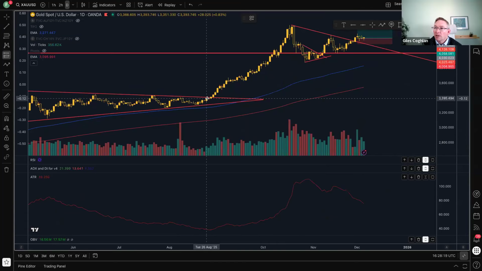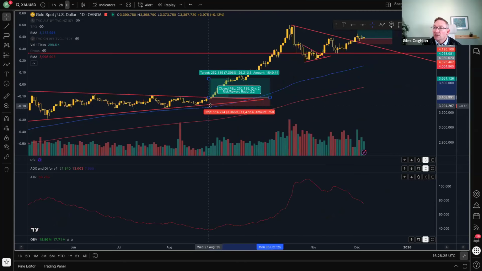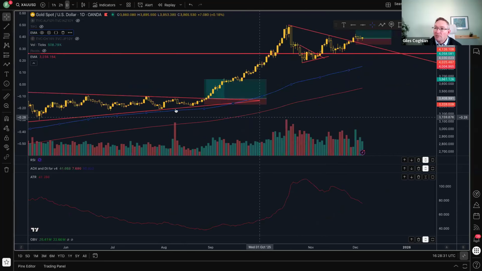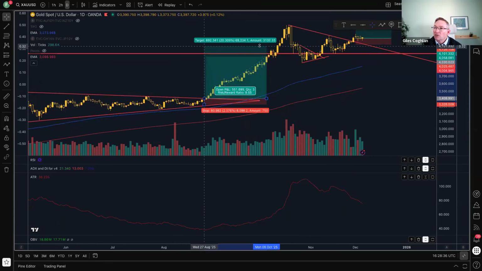So long position, $80 from the trend line. And let's just see where $80 is. And $80 is there, right? So just slightly better than the other side of the pattern. And you can see there, look at that. Nice risk to reward, 8, 9, 10 to 1 risk reward.